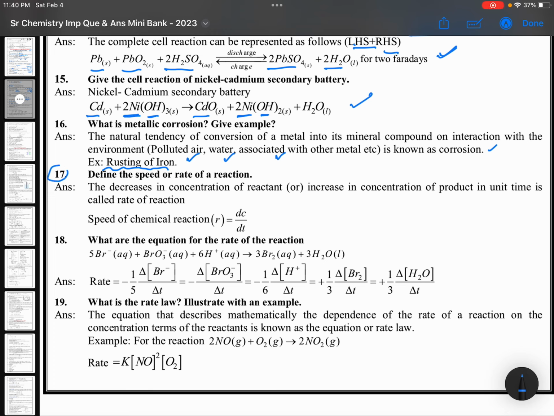From 17 onward, these questions of chemical kinetics, we will discuss those later. So the natural tendency of conversion of a metal into its mineral compound on interaction with the environment, that is polluted air or water or association with other metals, is known as corrosion. So these are the important electrochemistry very short answer questions. So basically we were concentrating on the Daniell cell. Now what reactions are happening at the cathode and anode, then electrolysis, which metals give you metals, which metal compounds will give you hydrogen and all that.